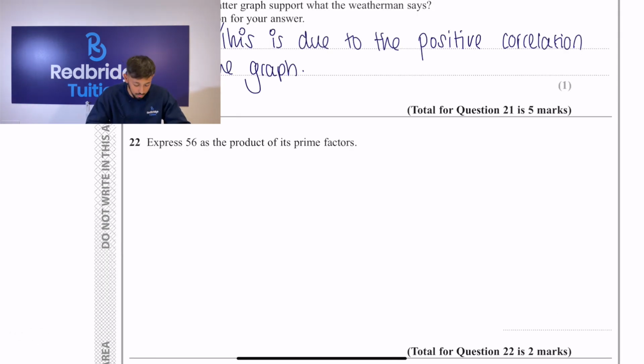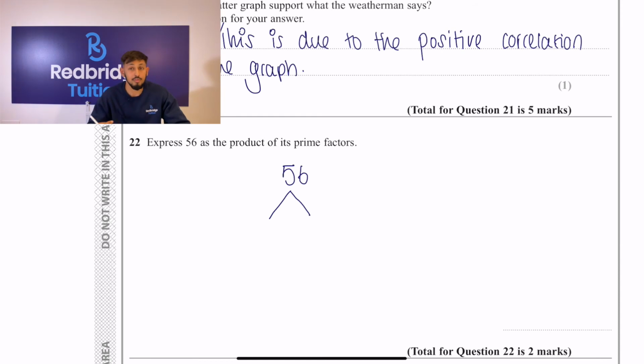Question number 22. Express 56 as a product of its prime factors. So a prime factor is just a combination of prime numbers that are timesed together. So firstly, I'm going to write down 56. Now, I'm going to create a branch system.